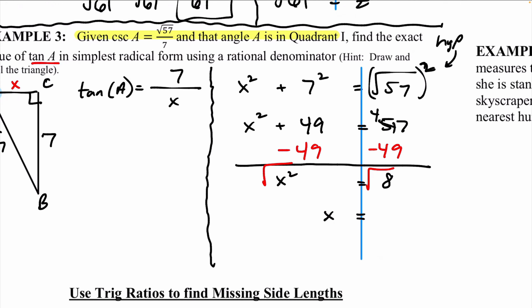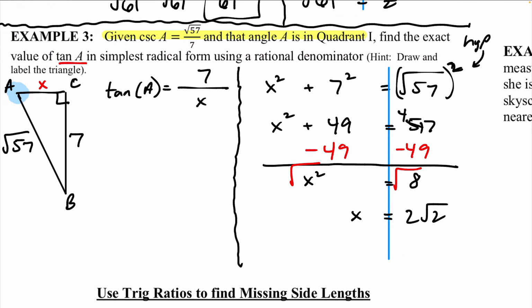Then what do I look for? Pairs, yeah. I got one pair of 2's, so a 2 comes front, and a 2's left over. So that's what the square root of 8 is. 2 times the square root of 2. So that's what I'm going to write down here. That's that missing side over here, 2 square root 2. Now I have enough information. Now I can put 2 square root 2 on the bottom.